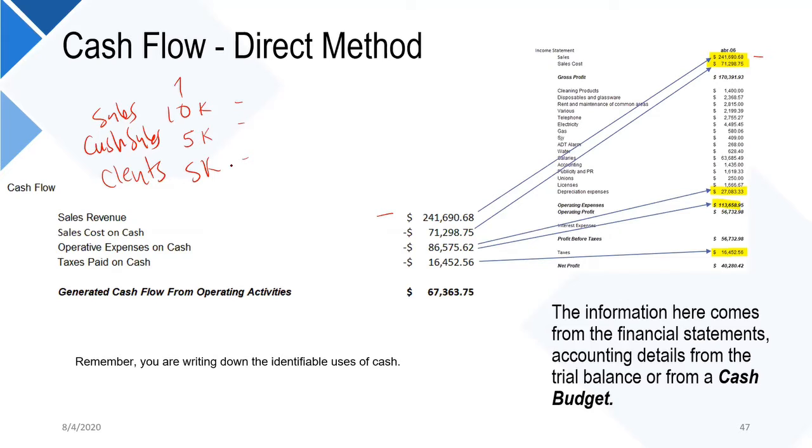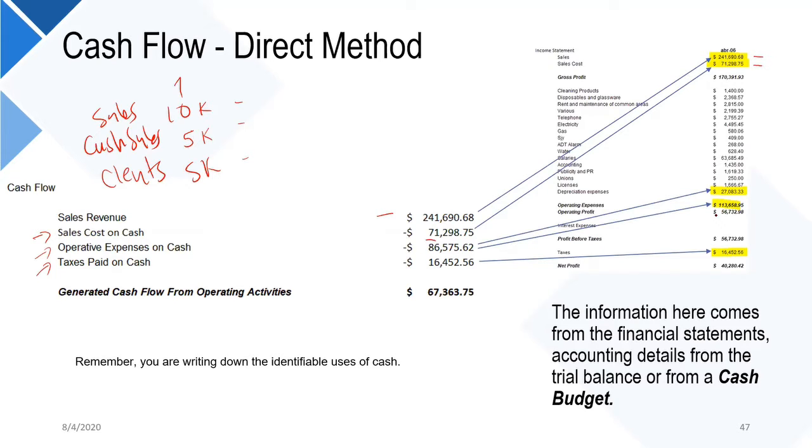Okay, and talking about the vendors, it's also the same. Here we don't have the difference between vendor accounts. Instead, what we have are the sales costs on cash, the operating expenses on cash, and the taxes paid on cash. And we take the cost from here. Again, we know that we pay the vendors in the same period that we actually incur the expense, so we write it down as it is.